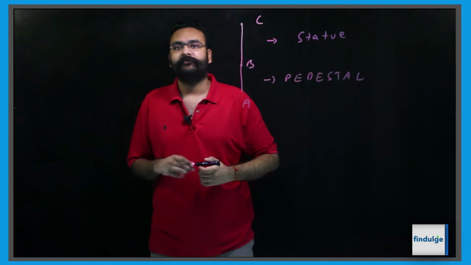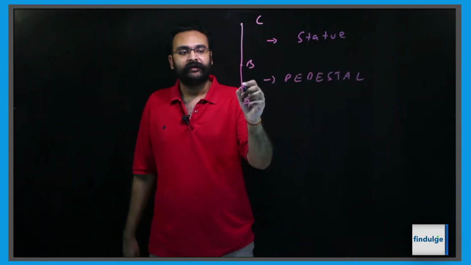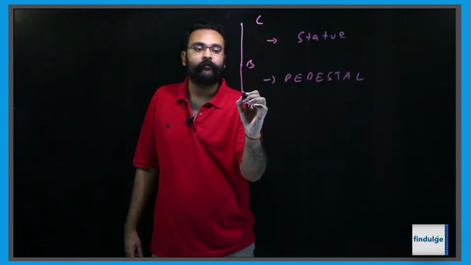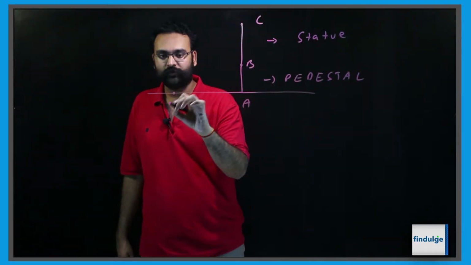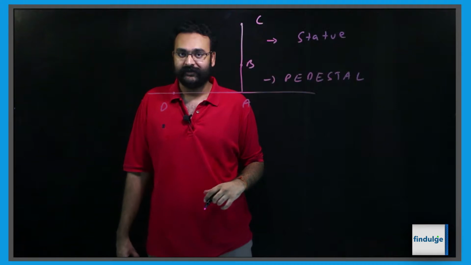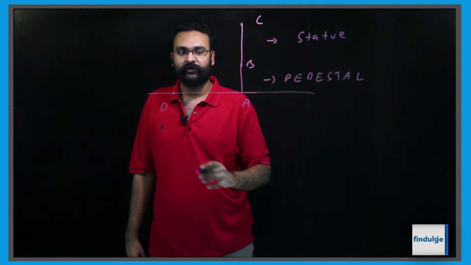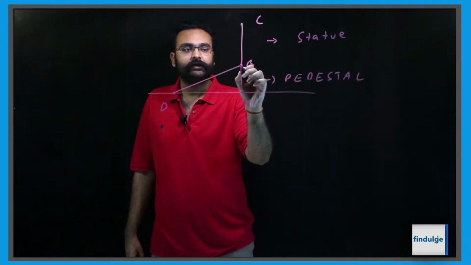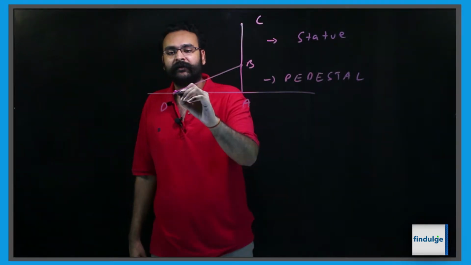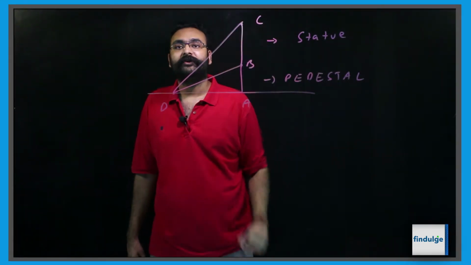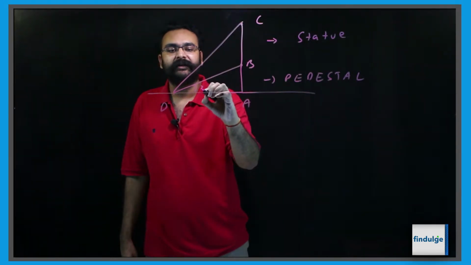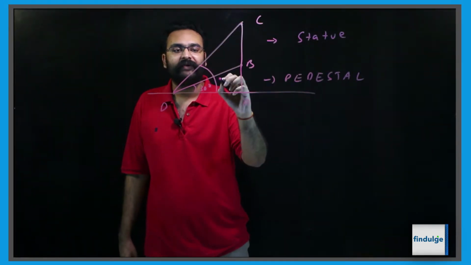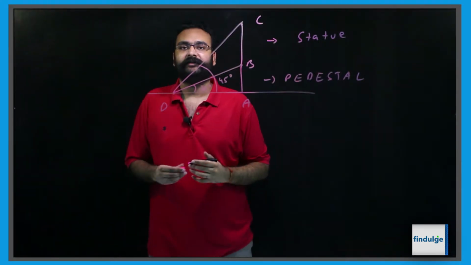We will be given information like this, that from a point on the ground, now obviously the pedestal is the thing that is on the ground, the angles of elevation to the top of the pedestal and the top of the statue are, let's say, 30 degrees and 45 degrees respectively.